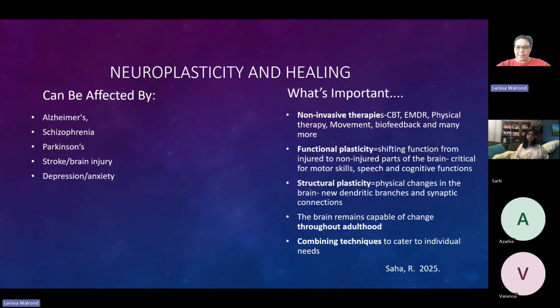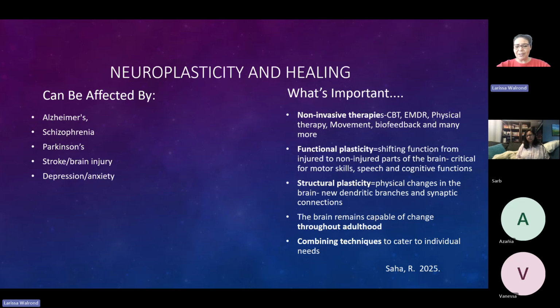Okay. And so important to think in terms of the brain remains capable of change throughout adulthood. You can teach an old dog new tricks. I think it's really important to keep that in mind for yourself, for anyone. As we age, just because we've gotten older doesn't mean our brains don't work as good anymore. I think that's something we've been told, and it's just not true. The science isn't saying that.